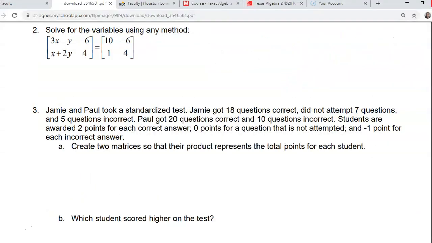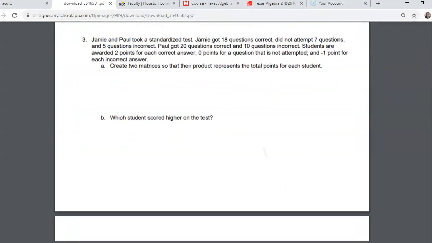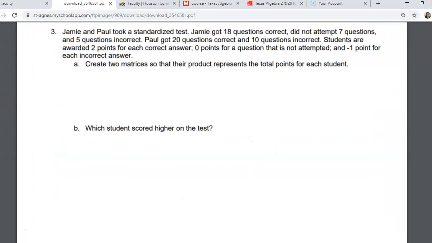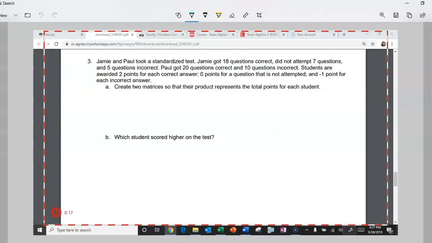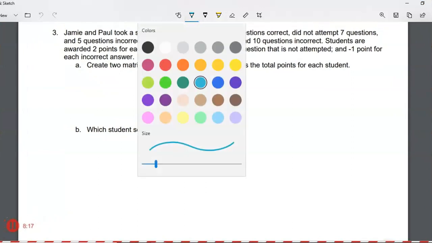I gotta close it and open another screenshot. Is that all it is on that problem? Yeah, this is the last one, number 3. All right, then I'll end this video. All right, so now for this one, I'm gonna screenshot it. Change colors. All right, so I'm gonna read this very carefully.